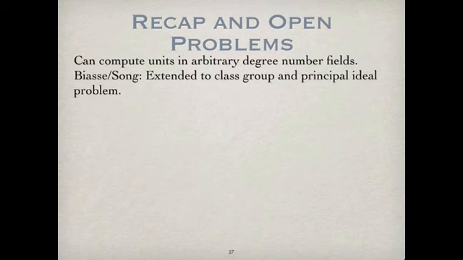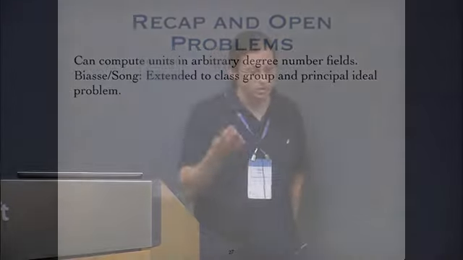Okay, so I think that's all I'll say about that for now. Okay, so recap. I showed you how to set up an algorithm to compute the units of an arbitrary degree number field. Biasse and Song have extended this to the class group and the principal ideal problem.